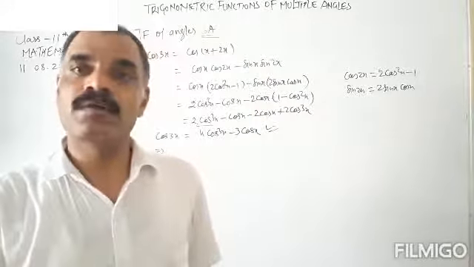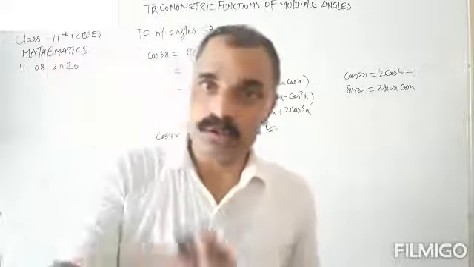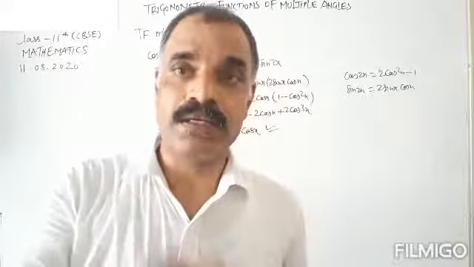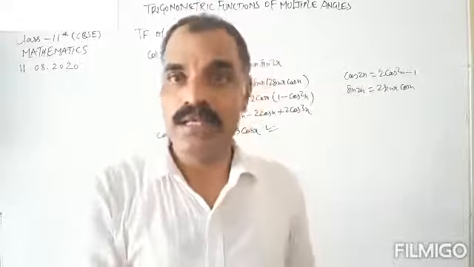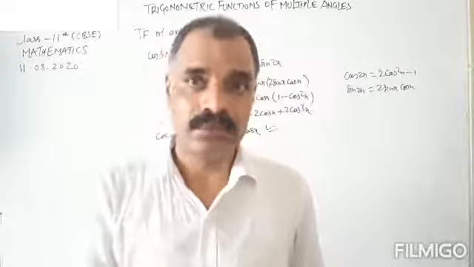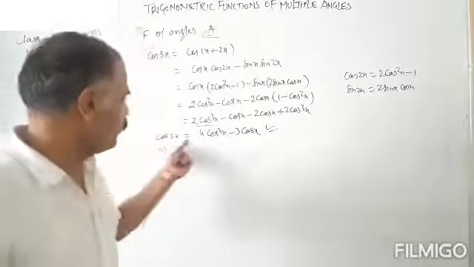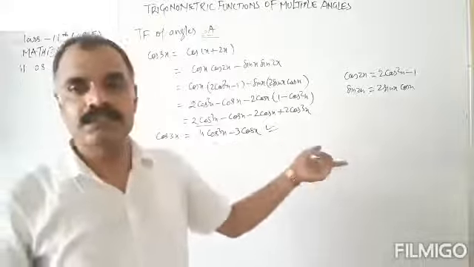It means conversion of cos 3x into cos x. It means conversion of 3 times the angle into a single angle, that is angle A. Conversion of 3A into A, conversion of 3x into x. So the conversion of cos 3x into cos x is this.